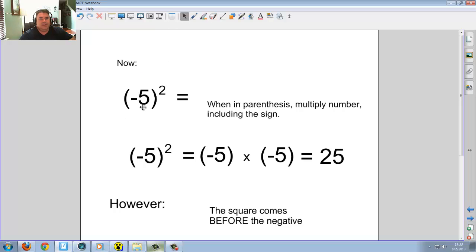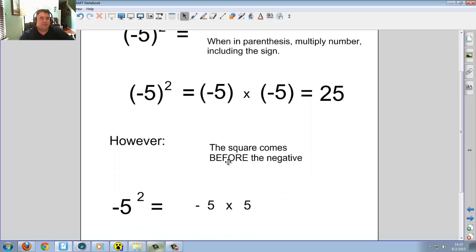Now, if you have -5 squared, because -5 is on the inside of the parentheses, it means you're going to take an actual -5 times another -5, as you can see here. 2 negatives make a positive, so the answer is going to be positive 25.